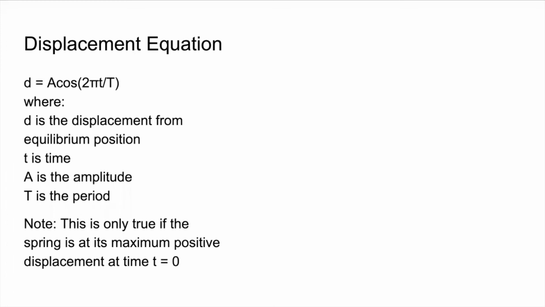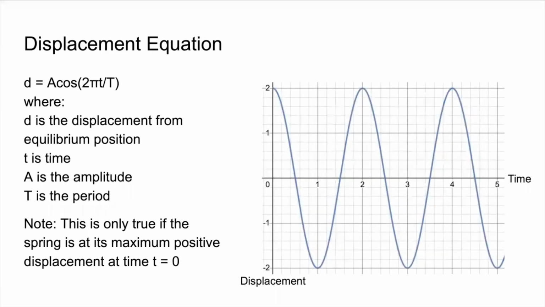Now we're getting into the displacement equation. The displacement from equilibrium position is equal to the amplitude times cosine of 2 pi times time over period. And keep in mind that the angle is in radians. And this is only true if the spring is at its maximum positive displacement at time t equals 0. If you graph displacement versus time, it's going to give a wave that looks something like this.